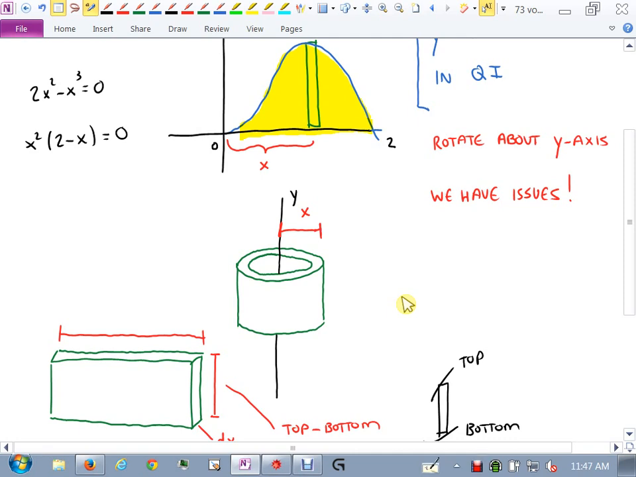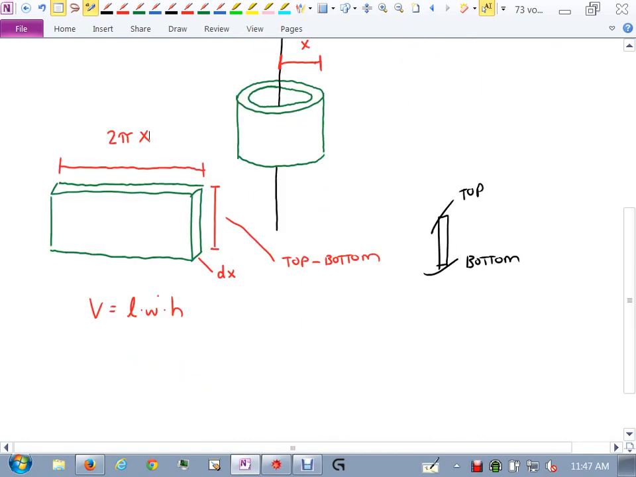Two pi times the radius, or pi times the diameter. So this is going to be 2 pi times my radius, but what's my radius? X. So the volume of that one particular piece will be all three of these multiplied. It'll be the 2 pi x times the top minus the bottom times dx. That's the volume of that one slab.